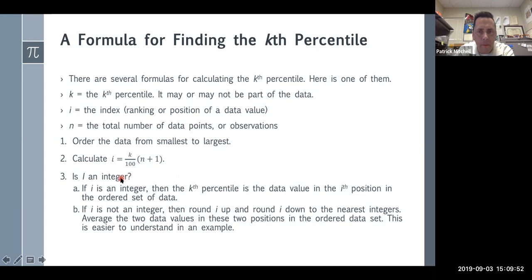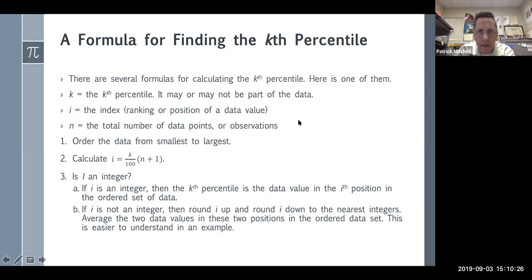So if that number comes out to an integer, for example, 14, then the percentile that you're looking for is just the 14th number on the list. However, if that number doesn't come out to an integer, let's say it comes out to 12.2, then you would take the 12th and the 13th numbers, that's what they mean by round it up and round it down, and take the average of those two. So take the average of the 12th and the 13th.